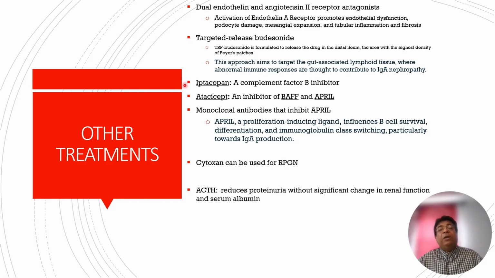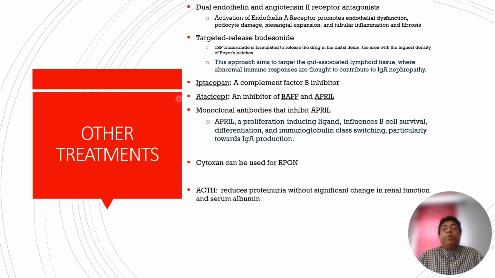Iptacopan has been shown to have efficacy in IgA nephropathy, and this is a complement factor B inhibitor. Inhibitors of BAFF and APRIL, which is atacicept, and now some other formulations are also available, have been shown to be effective. So what exactly is APRIL?